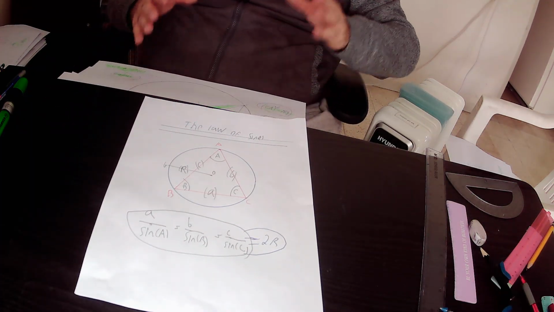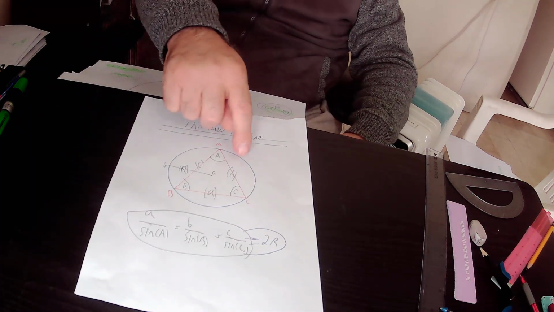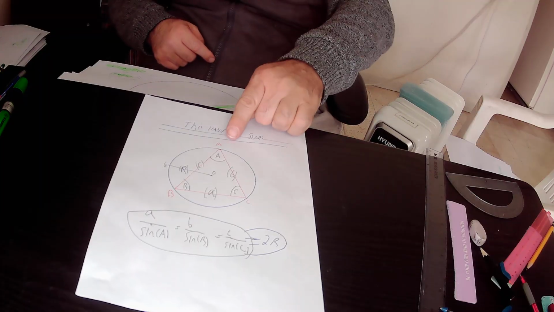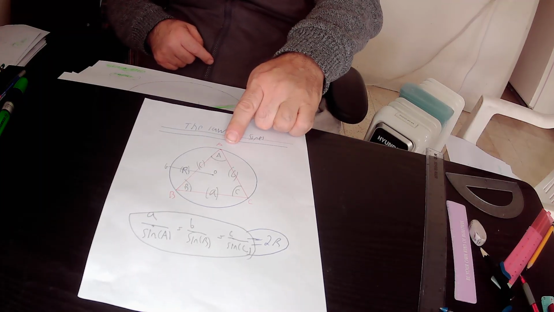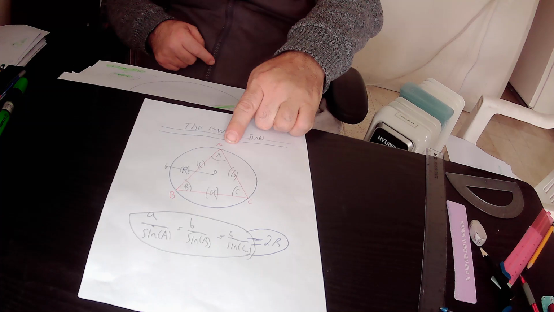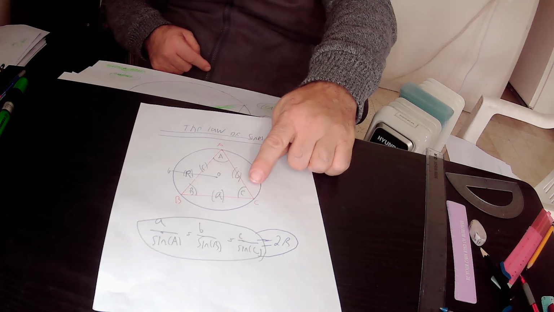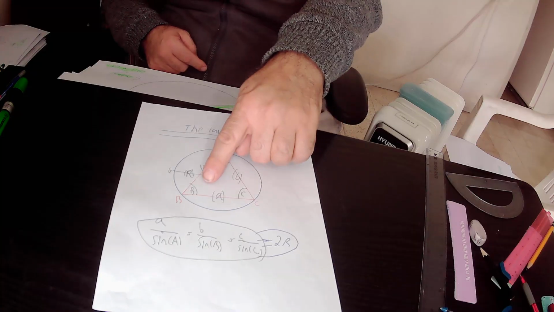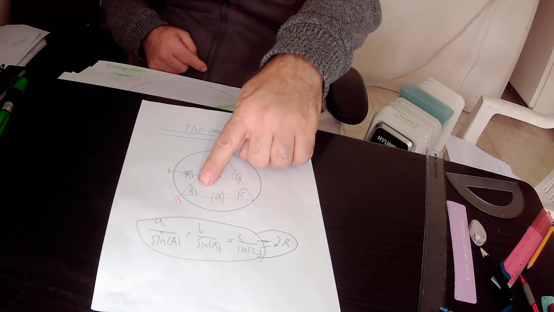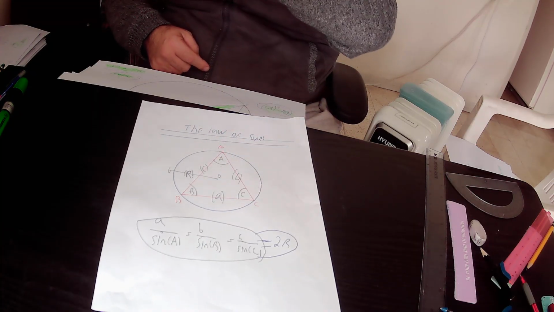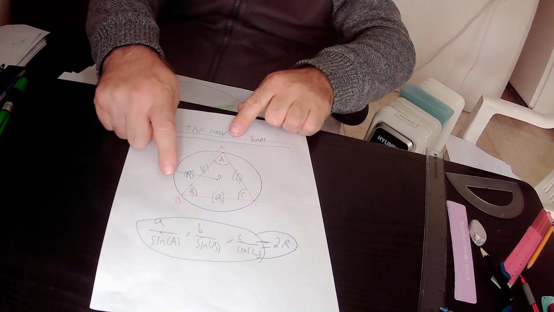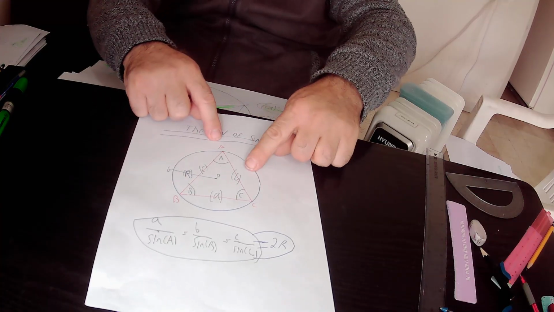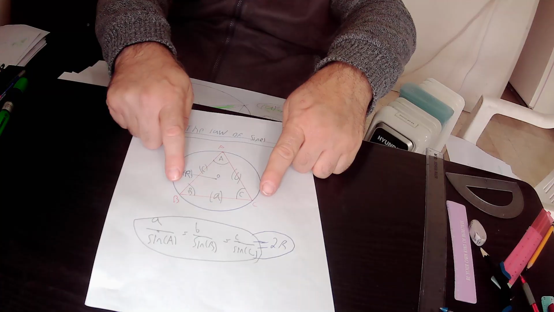The law of sines is true in any triangle. This is triangle ABC. This is angle BAC, equal to capital A degrees according to our definition. This is angle ACB, equal to capital C degrees. And this is angle ABC, equal to capital B degrees according to our definition. Likewise, AB equals c units, AC equals b units, BC equals a units.